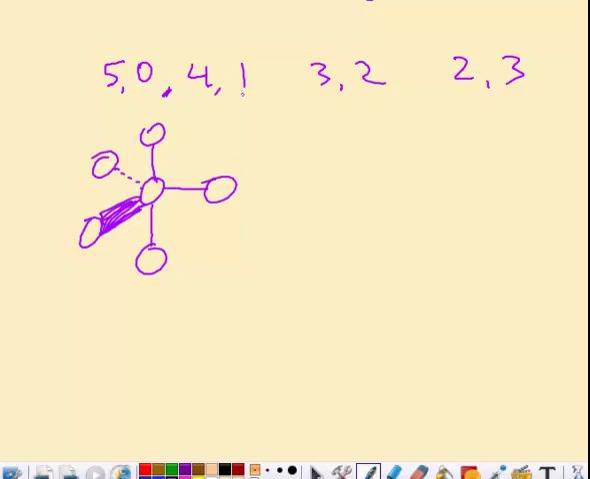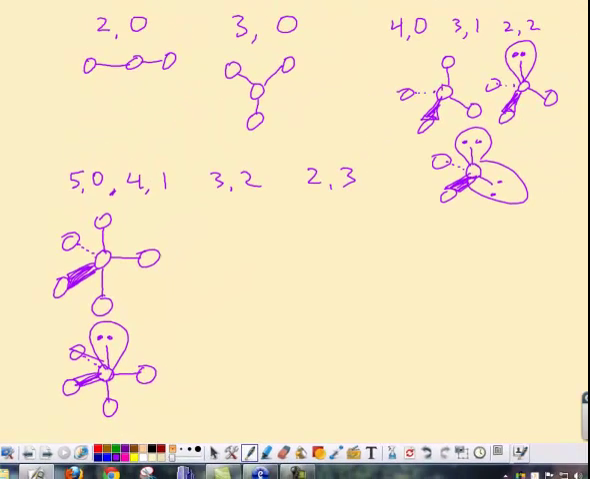4 and 1, once again, we just take one of those away. Let's say we take away the top one. So we have that electron pair down, coming out, going in, and then again, that extra electron density. 3 and 2. All right, so that's those two.